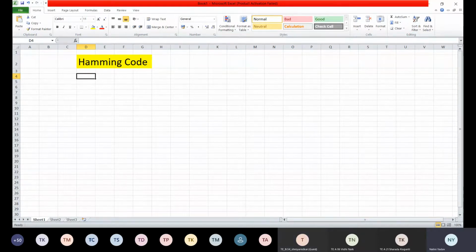So what we are looking at today is Hamming code. Hamming code is used for what? In Hamming code, we have actual data which is to be transmitted, and then we have parity bits. They are appended with the actual data. Fine.